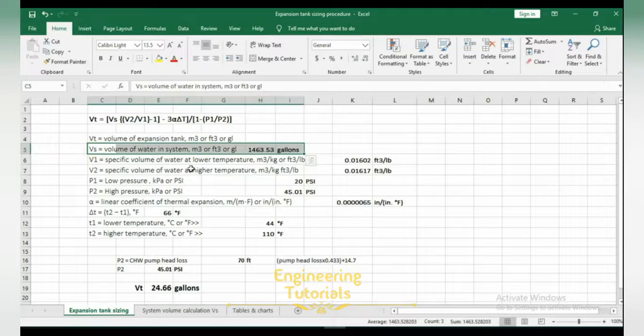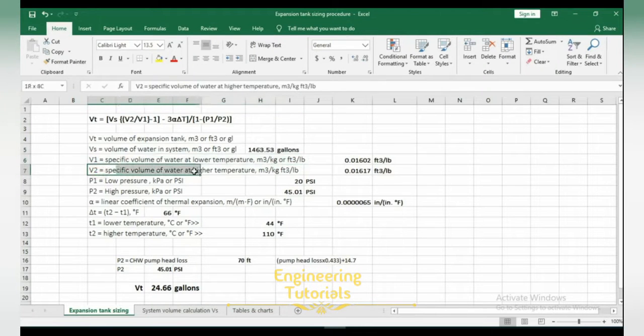So we will calculate this one. V1 is the specific volume of the water at low temperature, and V2 is the specific volume of the water at high temperature. P1 is the low pressure, and the minimum pressure we took over here is 20 psi, the minimum pressure we can take for our system. And P2 is the higher pressure.